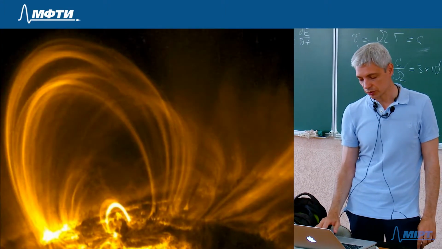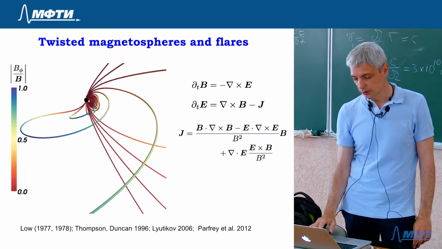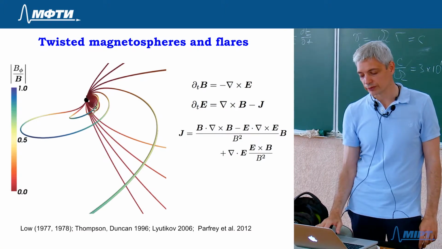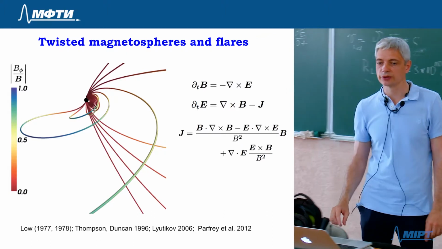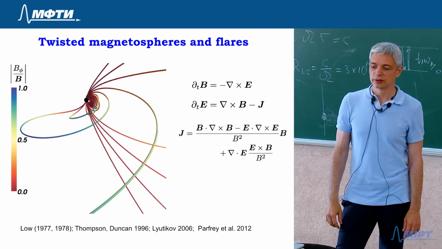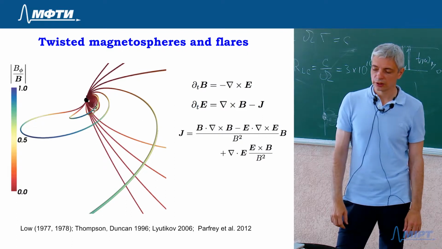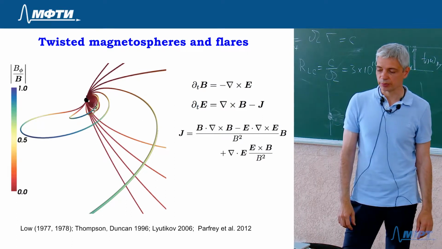Well, just another picture of the solar flare. Now, what is a flare? A flare is a magnetic explosion, and the simplest picture of the flare is shown here. It's an axisymmetric picture.